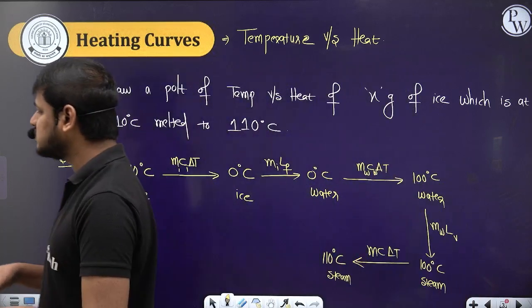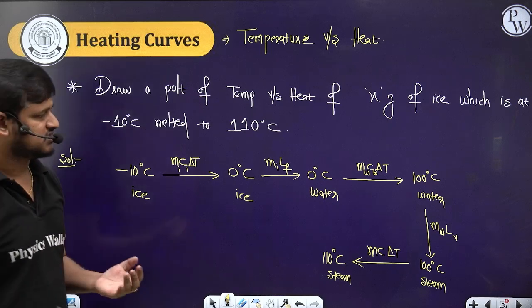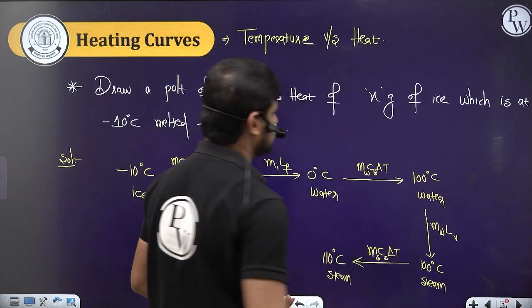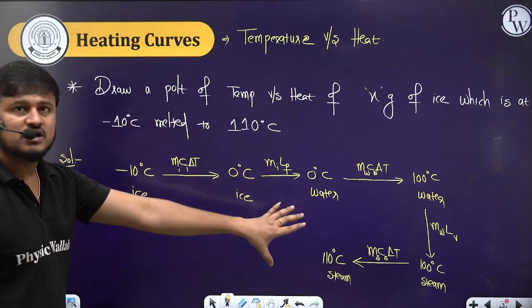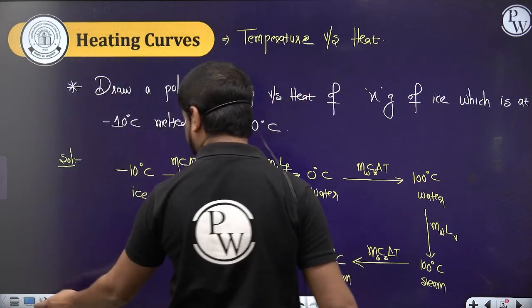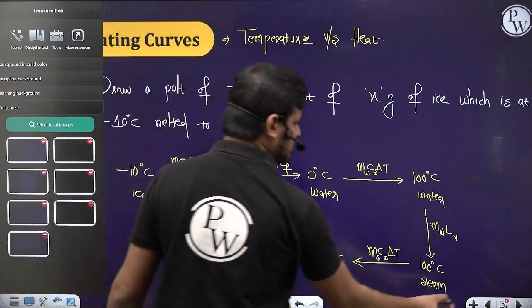Clear? Understood? These are all the temperatures involved in changing the temperature from minus 10 degrees centigrade to 110 degrees centigrade. Here we can write: mass of the steam into specific heat of the steam into delta T. Now you have to plot these in the temperature versus heat curve. So how do we draw? Just understand the concepts carefully, that's it. Basic things only.